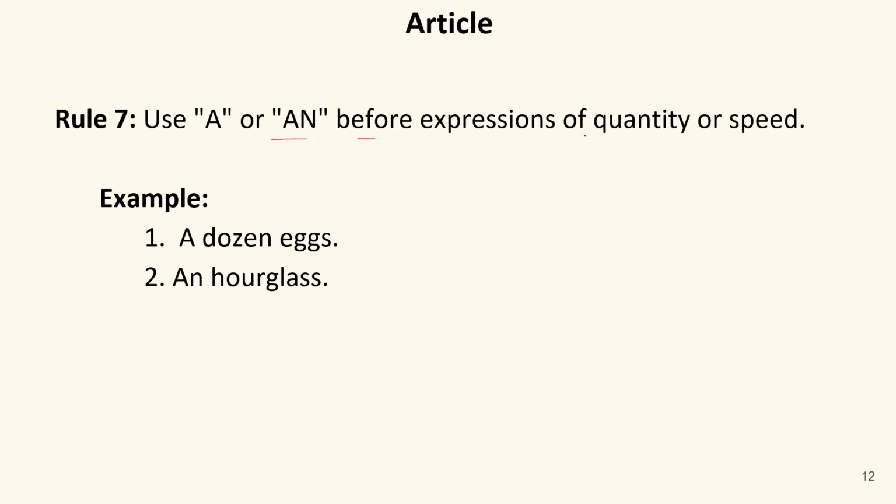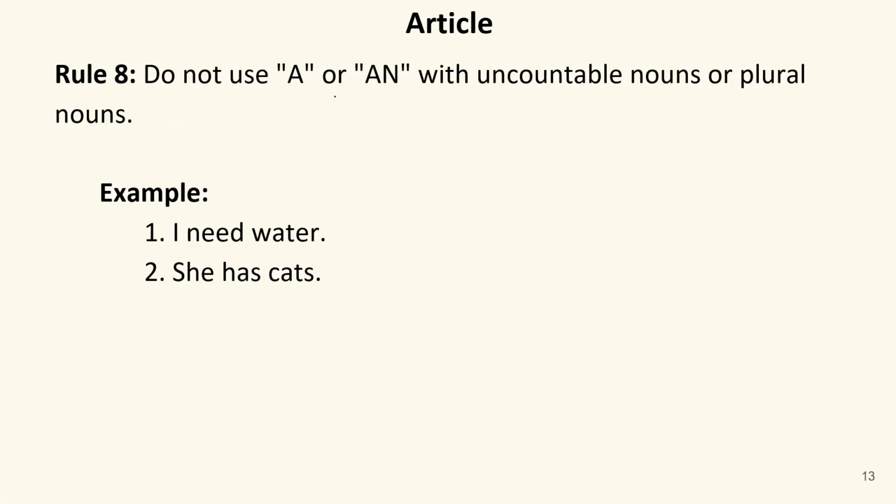Use a or an before expressions of quantity or speed. For example, we write a dozen eggs, an hourglass. Both of the words are preceded by a or an. Do not use a and an with uncountable nouns or plural nouns. For example, if I write water, I need not write any article. I need water, not I need a water.